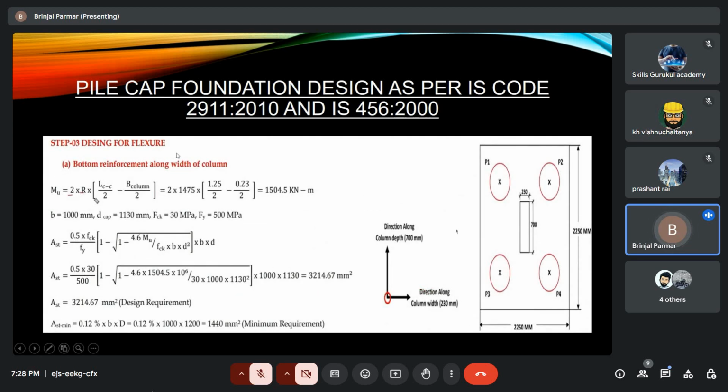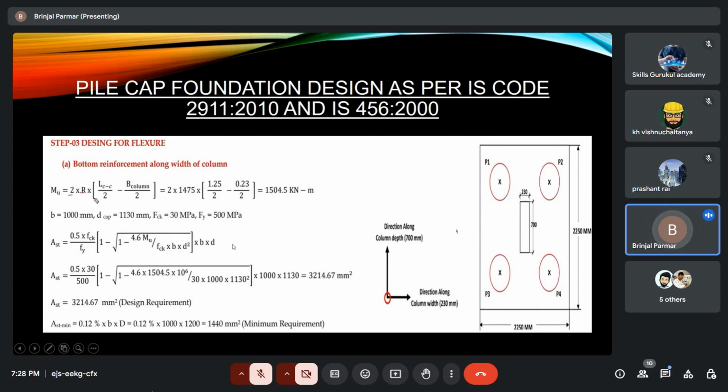Step 3. Design for flexure. Bottom reinforcement along width of column. So we get the formula Mu is equal to 2 times reaction along the width, times L_CC divided by 2 minus width of column divided by 2. So 2 into reaction into 1.25 minus width of column divided by 2. So we get the Mu. Now B is 1000, D cap is 1130, fck is M30, that is 30 MPa, and fy is 500 MPa. So find out the Ast.